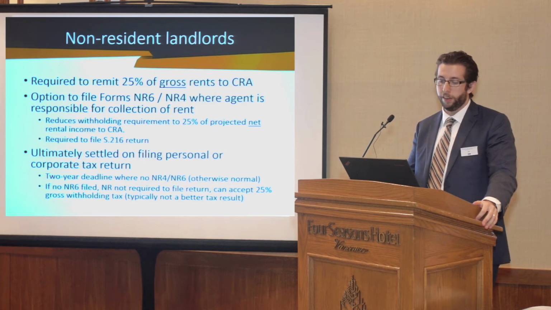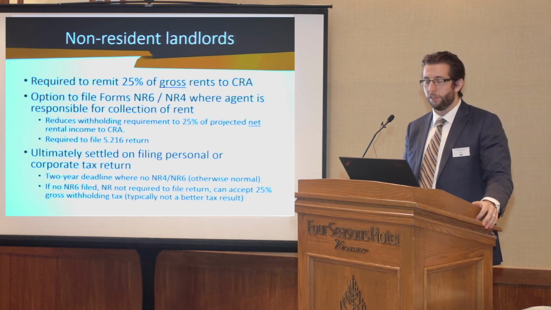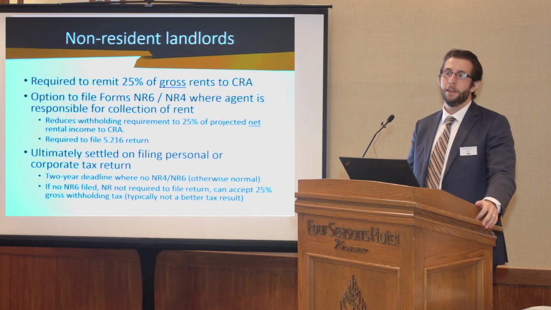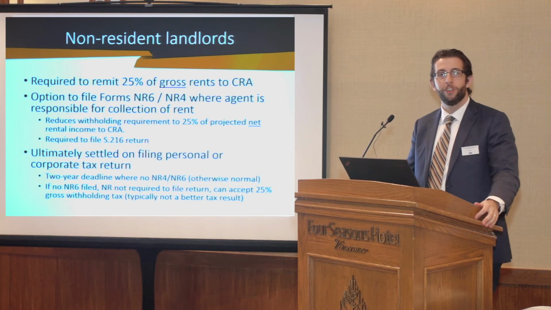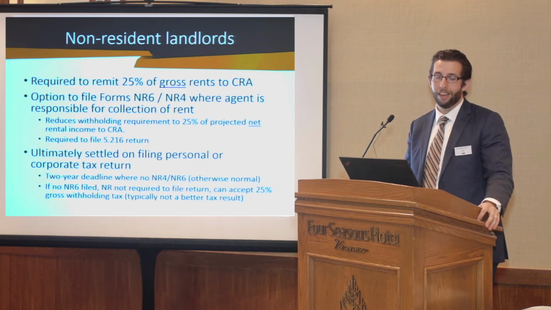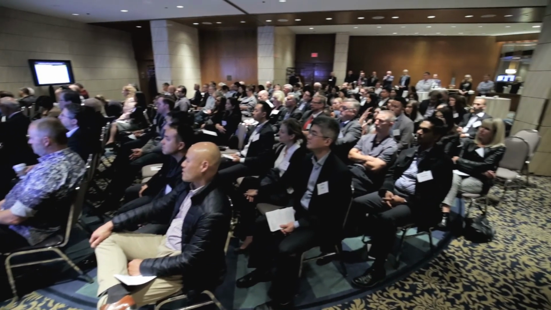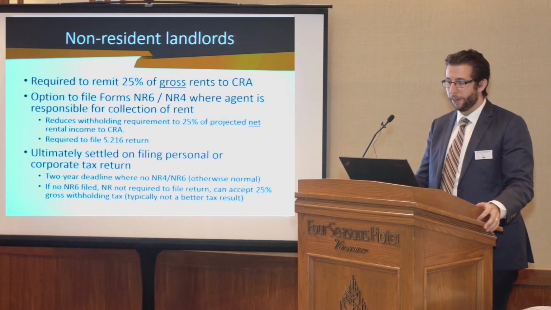one thing to note is that you don't need to file one of these 216 returns if you're happy with the 25% gross withholding tax. But usually when people are renting property, they have a bunch of expenses, strata fees, property taxes, mortgage interest, and so on. And you can definitely reduce your tax liability by just filing one of these returns. So typically not a better result to just ignore the tax liability there.